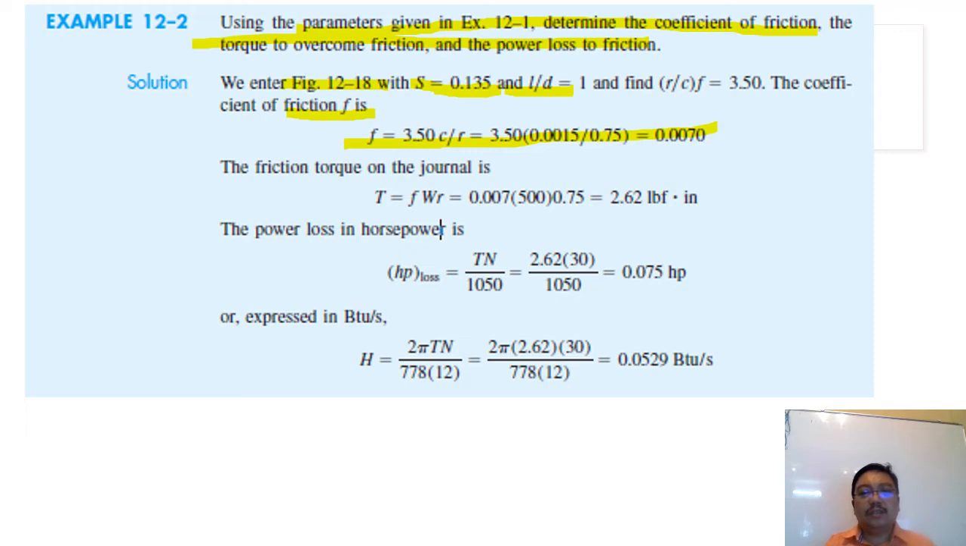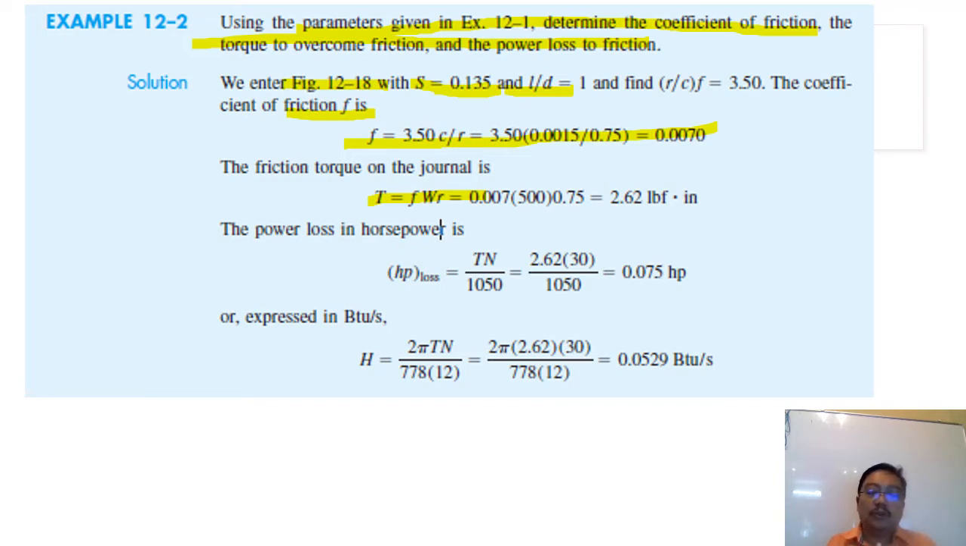And the coefficient of friction f equals 3.5 C over R. You get 0.07. And then the friction torque of the journal, using this equation, torque equals force times WR. You remember the equation for torque is general. You may find torque in other subjects also.